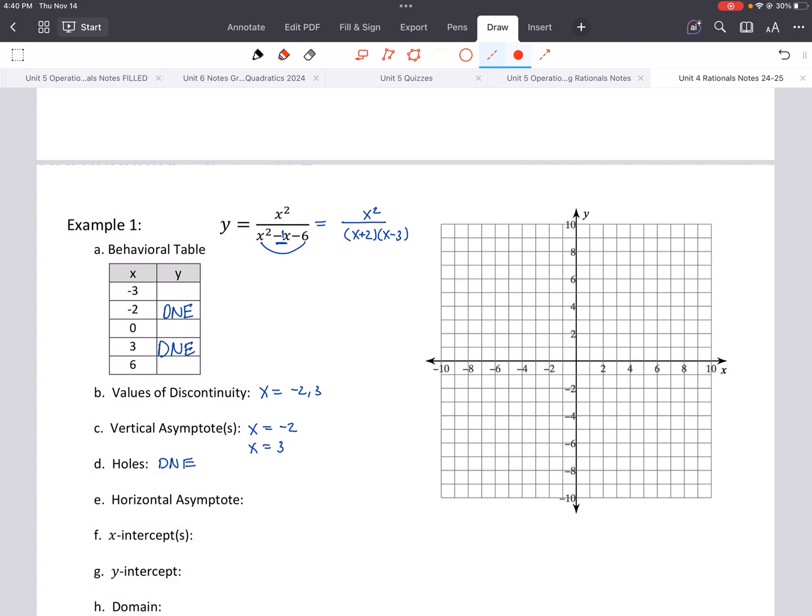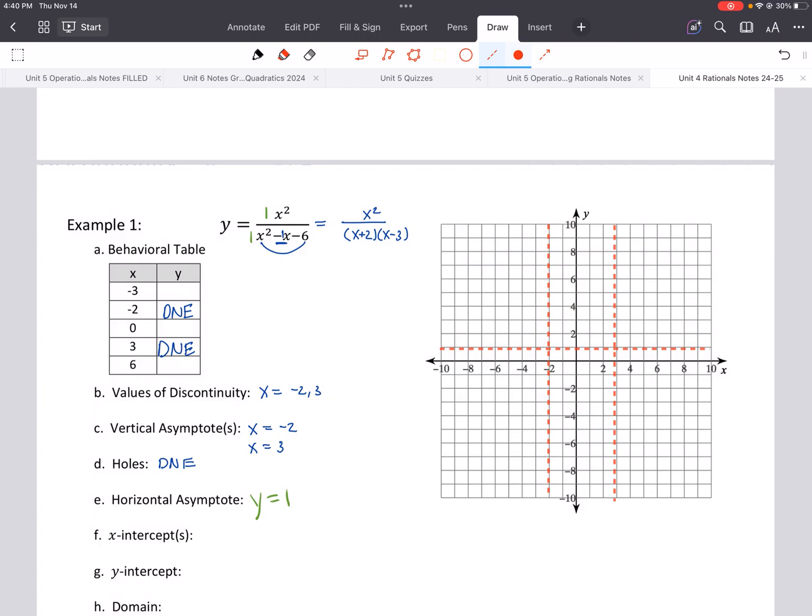Okay, so for those vertical asymptotes, we have one at negative 2 and one at positive 3. For the horizontal asymptote, we want to compare the degree of the top and bottom. This is probably the easiest place to see that: x squared and x squared have the same degree. So then we just look at the leading coefficients. 1 and 1 would give us y equals 1. So we'll sketch that horizontal asymptote.